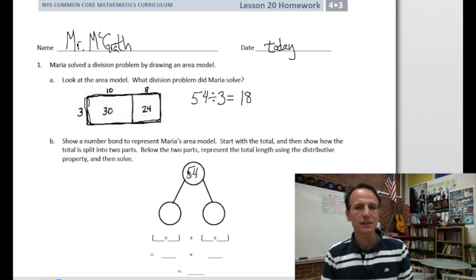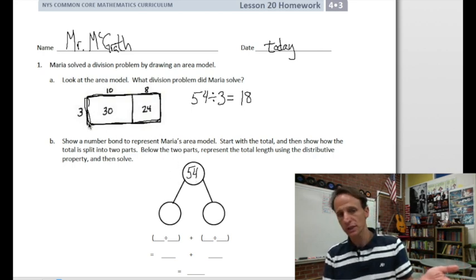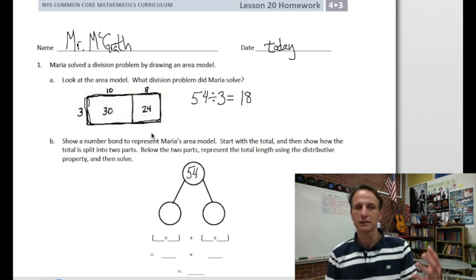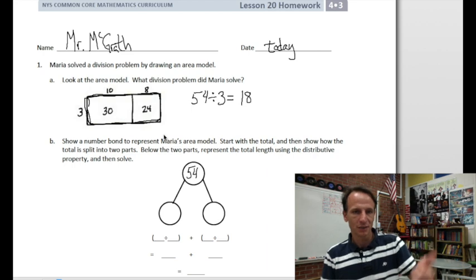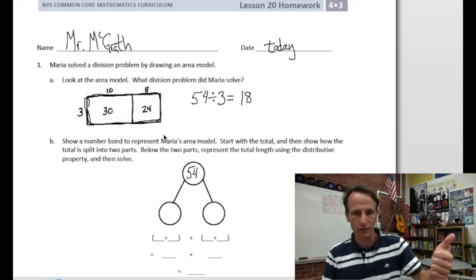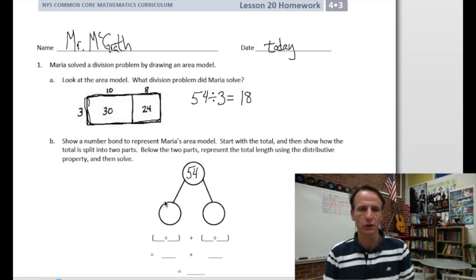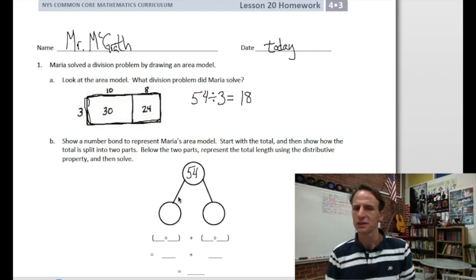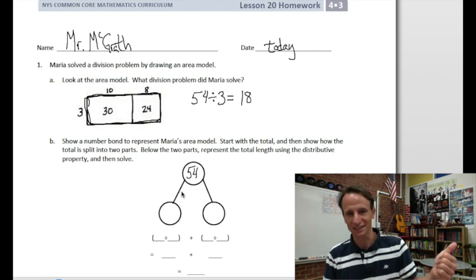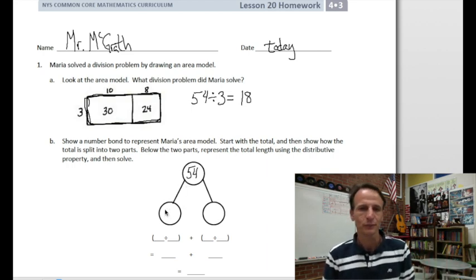And then we said, okay, we're dividing by 3. So how many tens of 3s are there in 54? So when you look at it, you say, okay, can we do 10 times 3? Yes, that's 30. Can we do 20 times 3? No, that's 60. It's too much. So 30, that's where this 30 comes from.